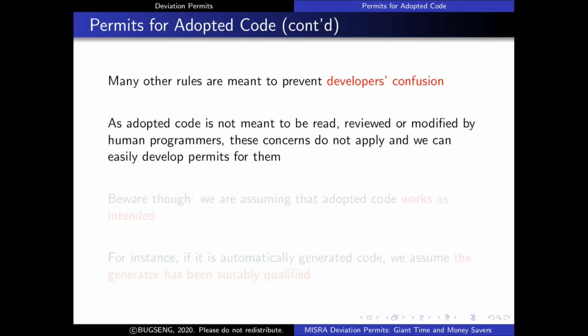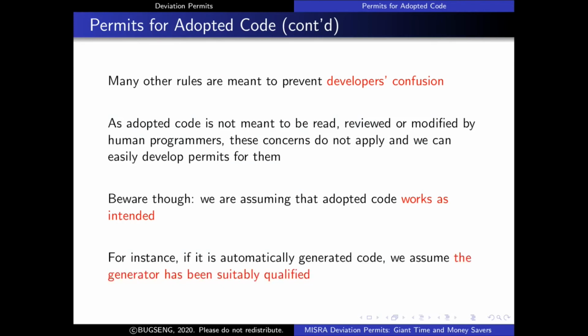Notice that we are assuming adopted code in the precise sense I have explained before. So the code works as intended. So this is clear. For instance, if this adopted code is automatically generated code, there are several kinds of code that you may consider as adopted, and automatically generated code is one of these possibilities. We assume that the code generator has been suitably qualified. So we start from the assumption that the code generated by the automatic code generator is correct.